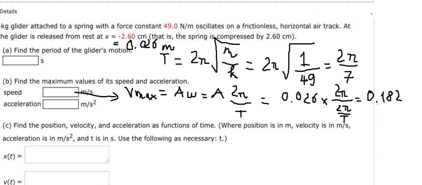Now the next one, acceleration. We have a max equals A multiplied with omega to the power of 2. We do the same technique and we got about 1.274.